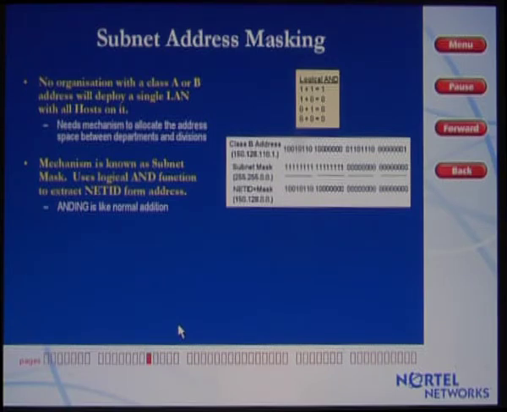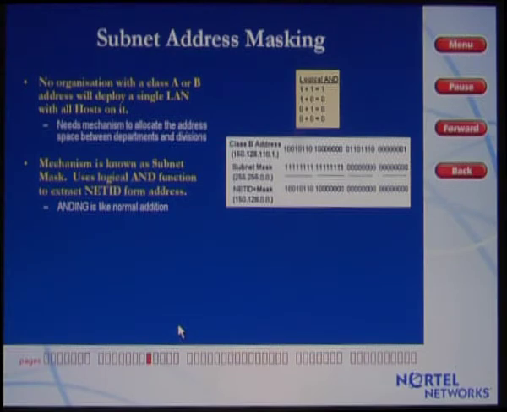The subnet mask uses the logical AND operation. Each bit in the IP address is ANDed to the corresponding bit in the subnet mask. If both bits are 1, the result is 1. Any other combination results in 0. This is the equivalent of mathematical multiplication. The subnet mask has the effect of clearing, i.e. setting to 0, all of the bits corresponding to the host ID.